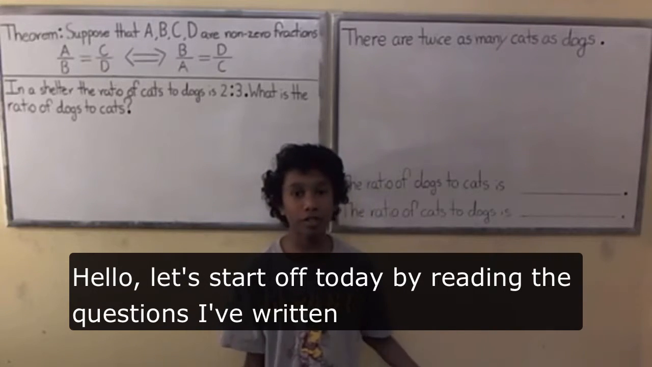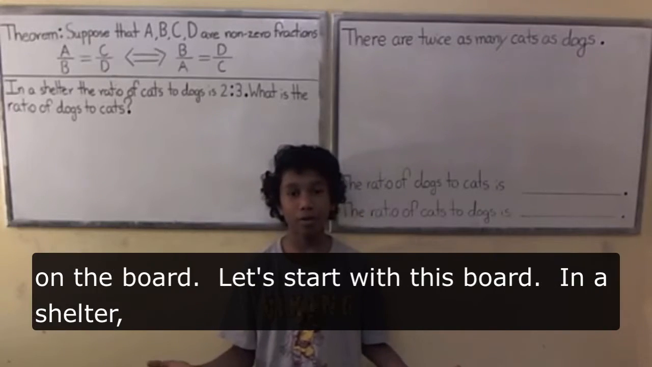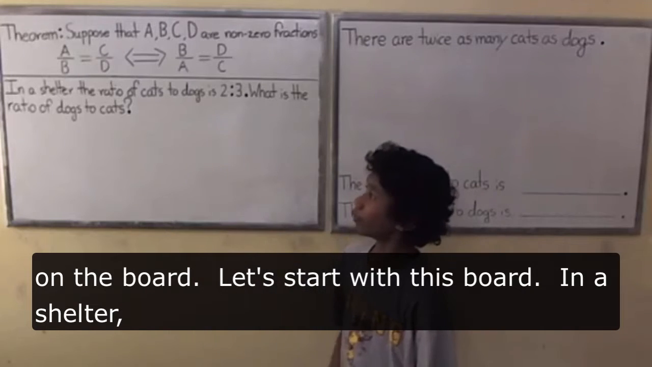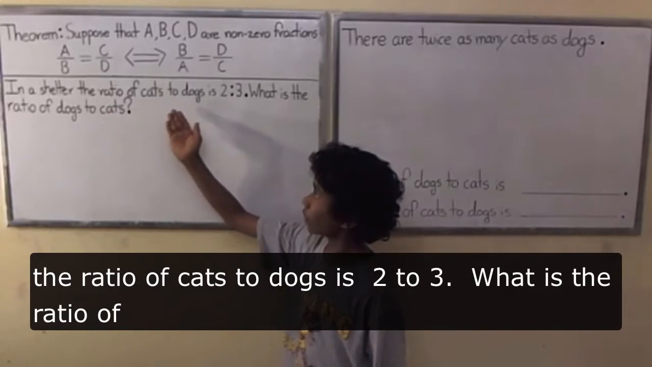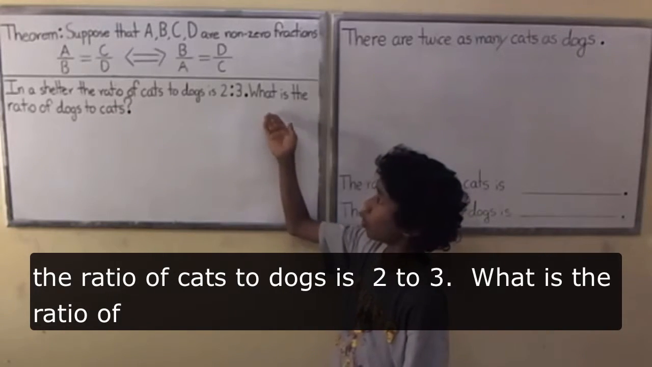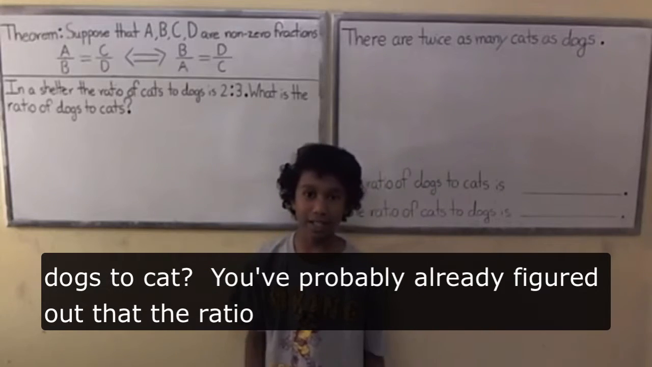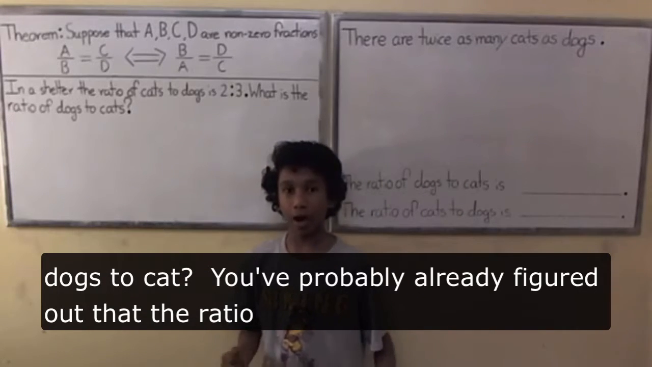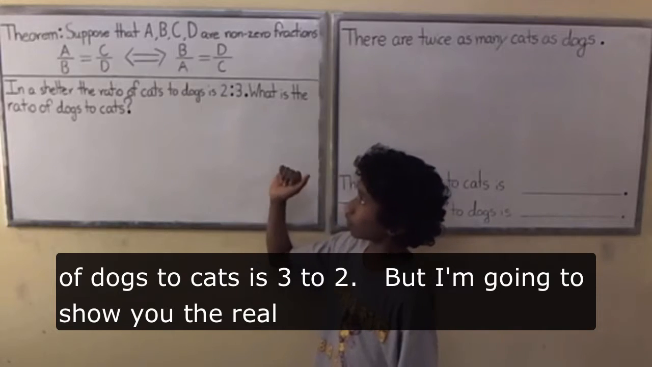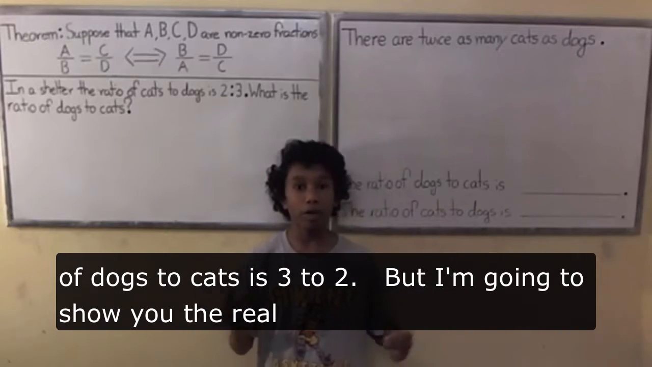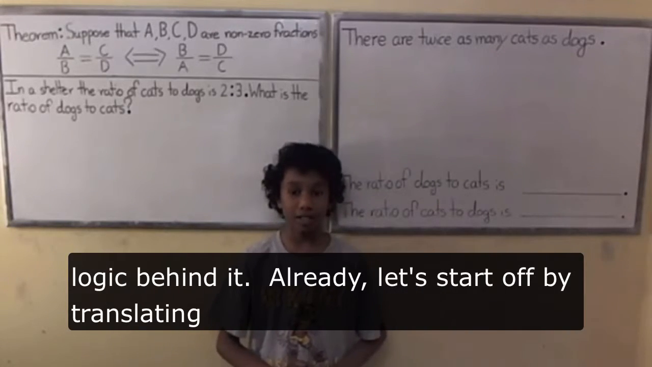Hello, let's start off today by reading the questions I've written on the board. Let's start with this board. In a shelter, the ratio of cats to dogs is 2 to 3. What is the ratio of dogs to cats? You've probably already figured out that the ratio of dogs to cats is 3 to 2. But I'm going to show you the real logic behind it.